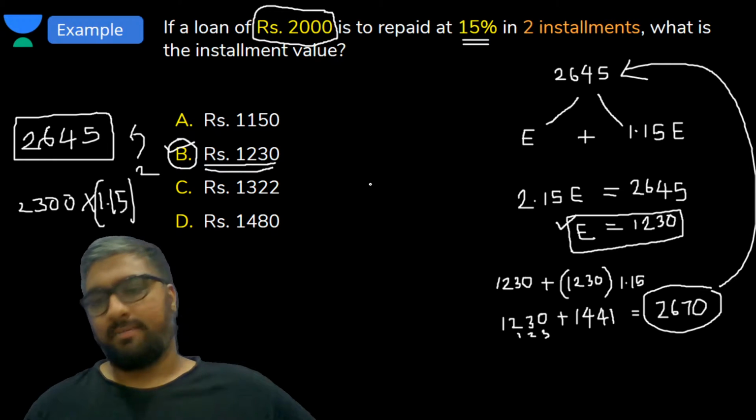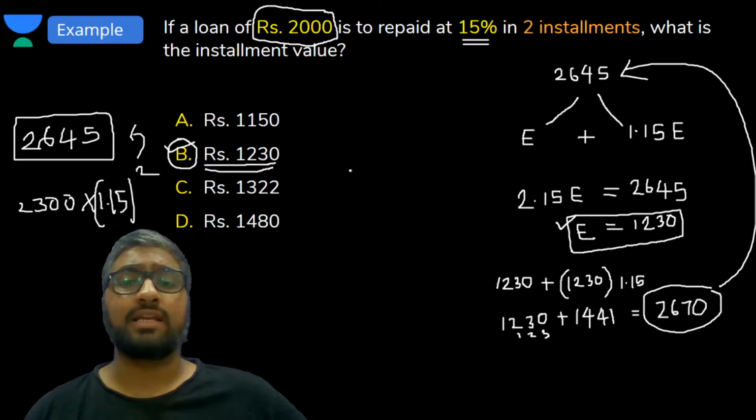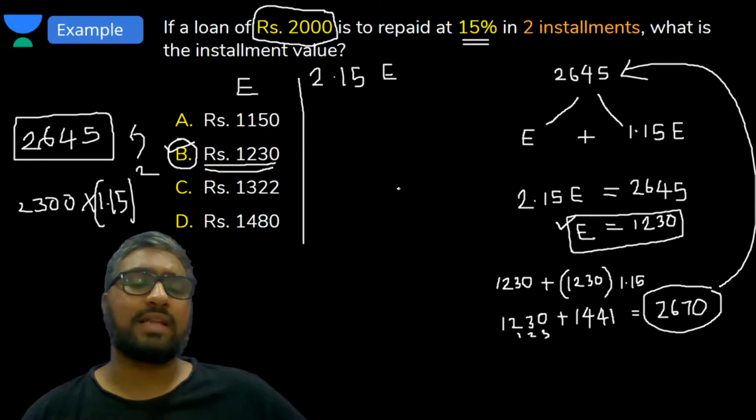Of course, yes, so reverse engineering is one of the options. Reverse engineering is one of the options. So if this is the amount E, then what would you have to check? You would have to check what? 2.15. So a little extra than double.